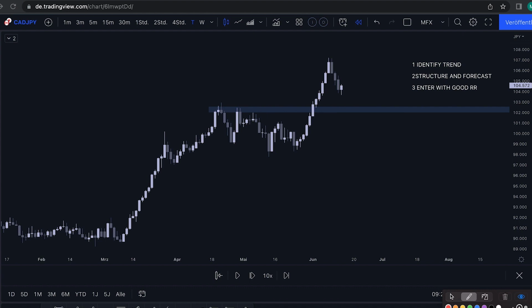So we have now identified a trend, right? We have the trend, we have the structure level, and now we need to forecast. So what is forecasting all about? It's about predicting what the market is going to do next, alright? So the ideal move right now would be that the market comes back into this zone, and then in this zone we are looking for confirmation that the market actually wants to go higher, alright? So that's our first prediction.